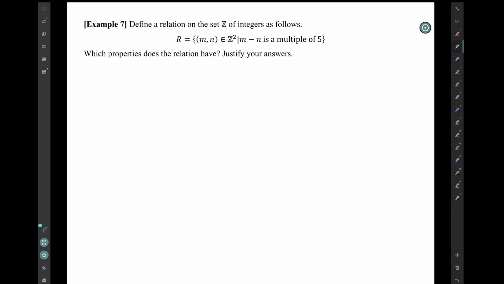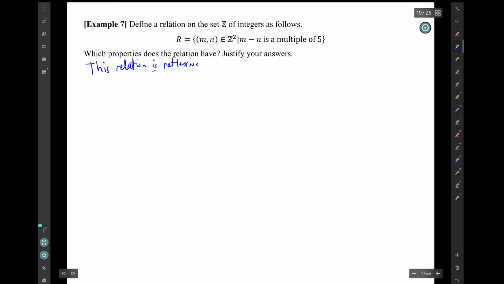Now a new example, example 7. Define a relation on this set of integers as follows. We say that the relation consists of ordered pairs m comma n that have this property: m minus n is a multiple of 5. So the question is, what properties does this relation have? Is it reflexive? Well, this relation is reflexive.